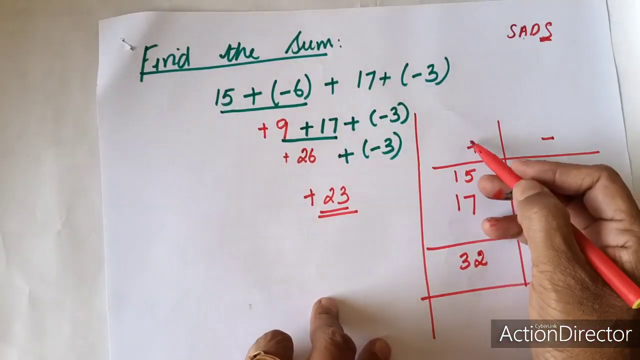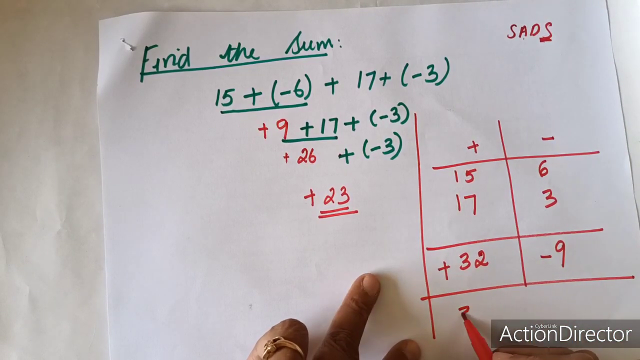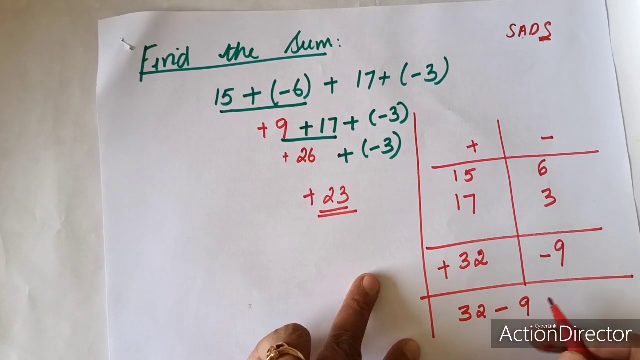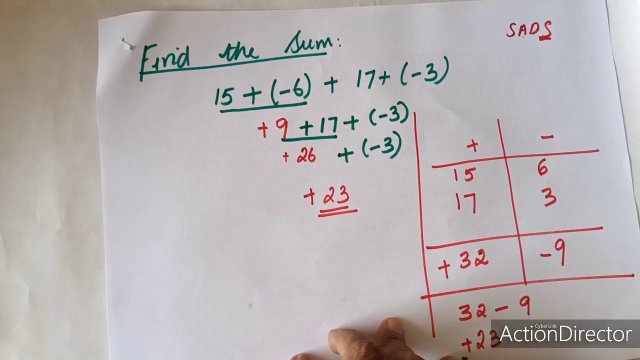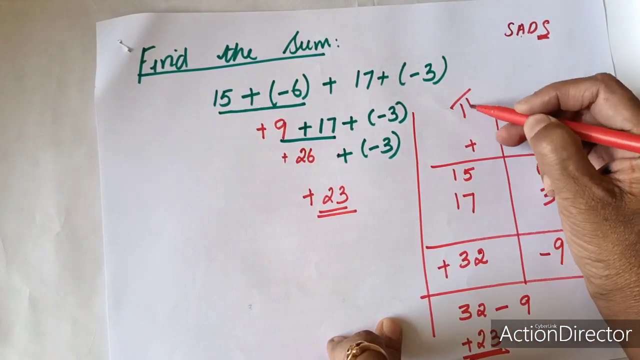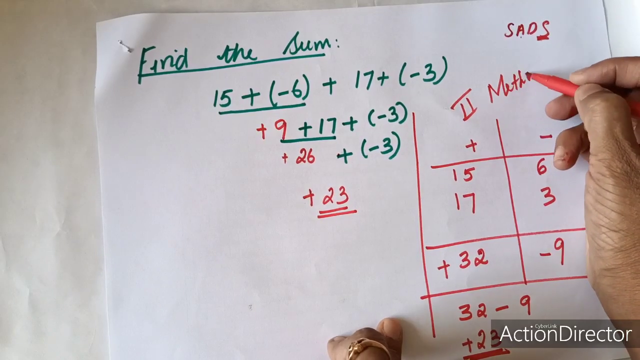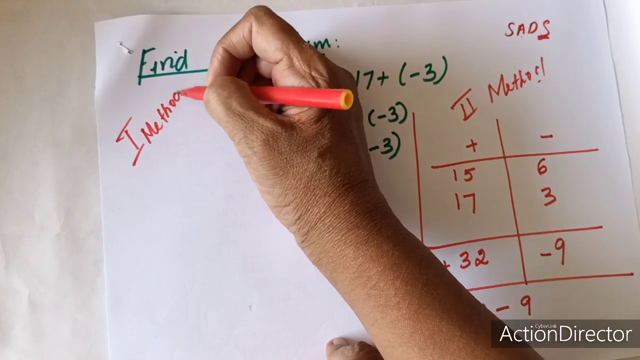So this is under the plus sign and this column is under the minus sign. Now I will do 32 minus 9. Different sign, subtract. 32 minus 9 is 23. The sign of the bigger number is plus. So my answer is 23. In both cases my answer is the same. This is the second method and this is the first method. Both methods you can do.